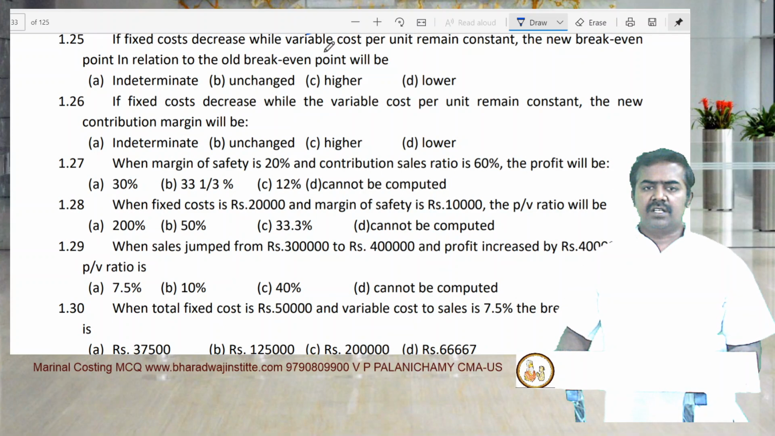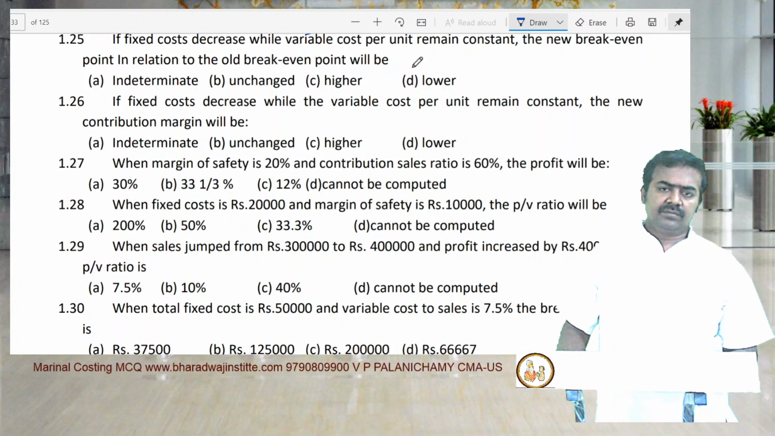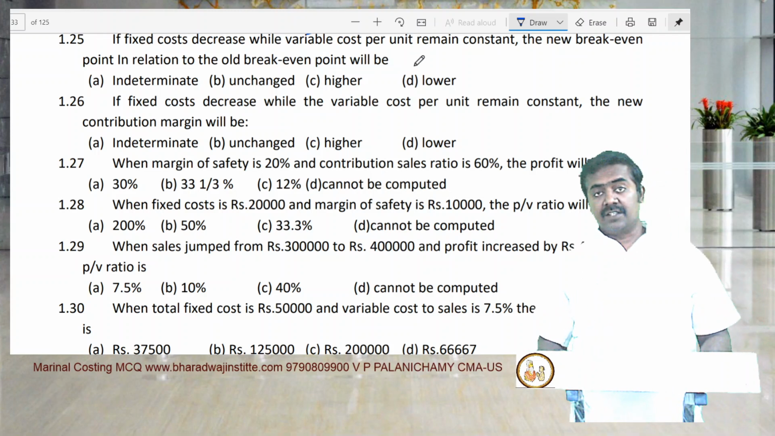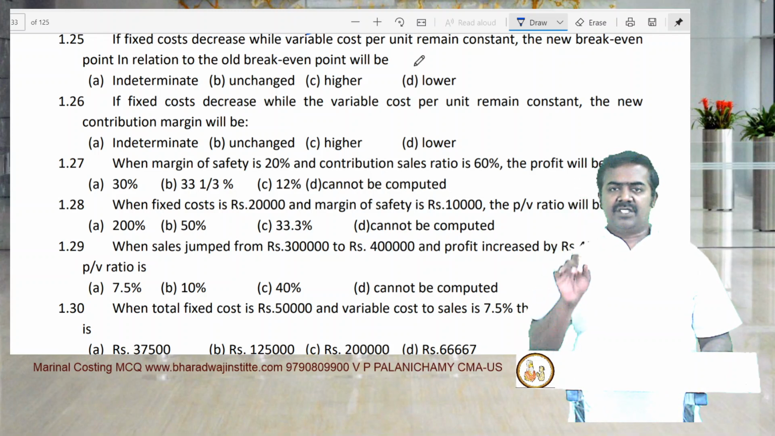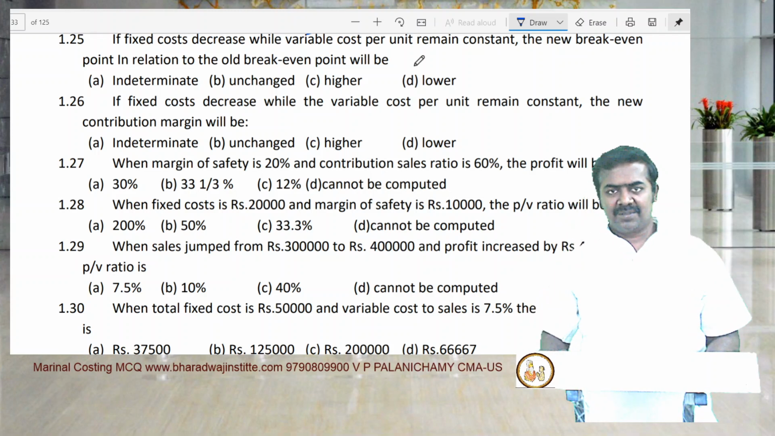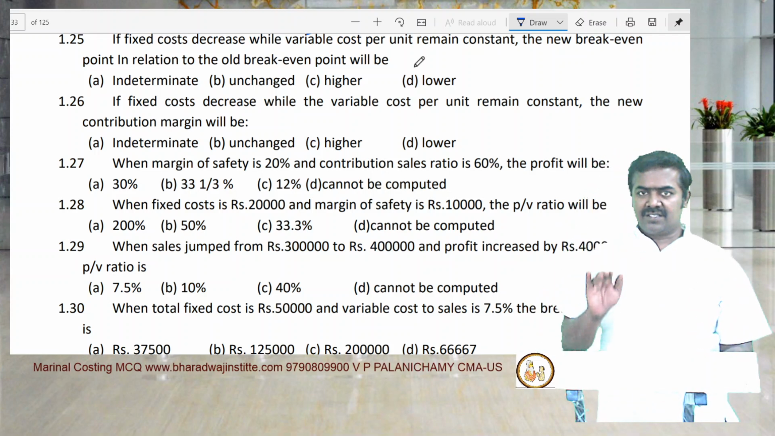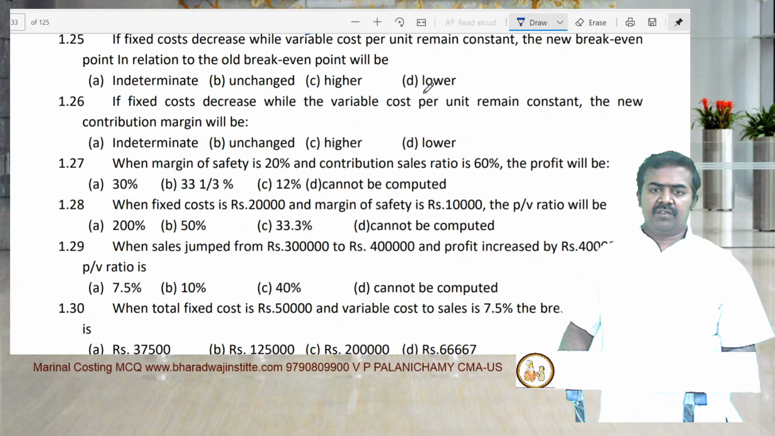If fixed cost decreases while variable cost remains constant, fixed cost is reduced, which means fixed cost by contribution per unit. When fixed cost is reduced, we require lower volume to get that break-even point. Break-even point will get reduced.